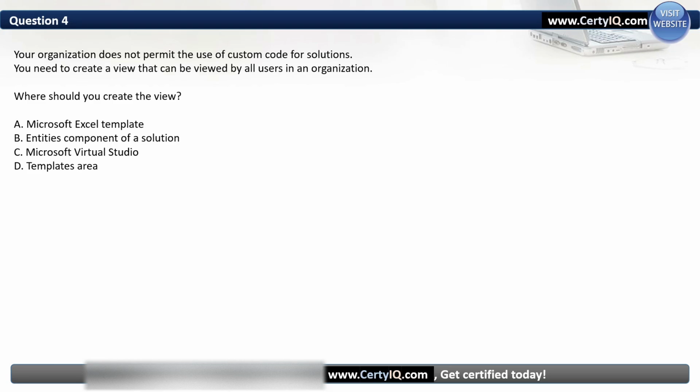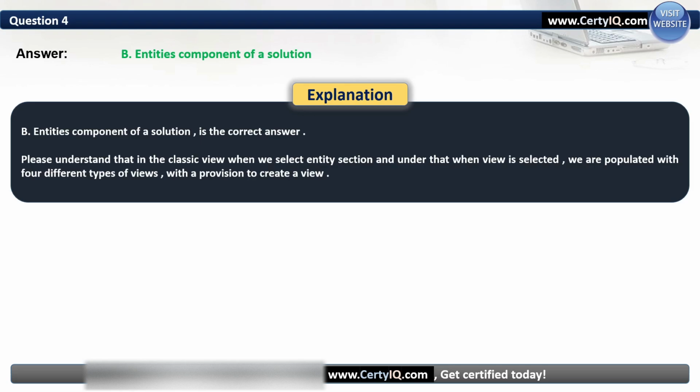The correct option is B, entities component of a solution. B, entities component of a solution is the correct answer. Please understand that in the classic view, when we select the entity section and under that when view is selected, we are populated with four different types of views with a provision to create a view.